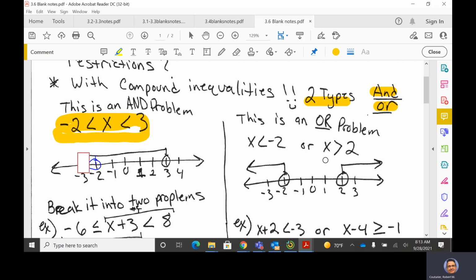When you look at this one over here, this is an or problem. So or problems, again, they're very different. You must write the word or. It has to go in between two little inequalities. So what this is saying is that our answers are going to be here. From x is less than -2, so all numbers in that direction, or your answer is on this side, which is greater than. x is greater than 2, so all numbers greater than 2.